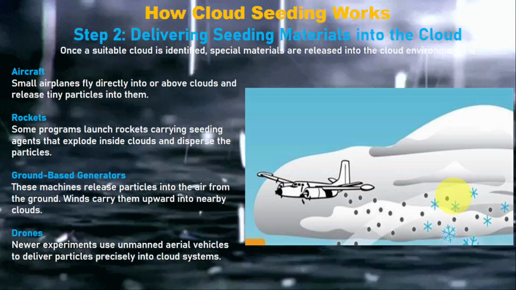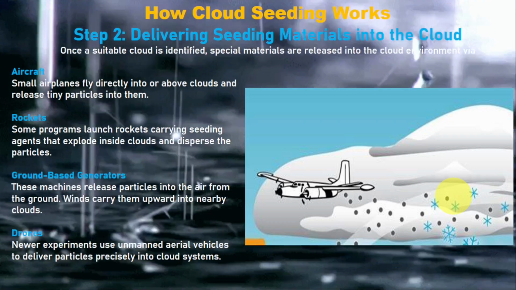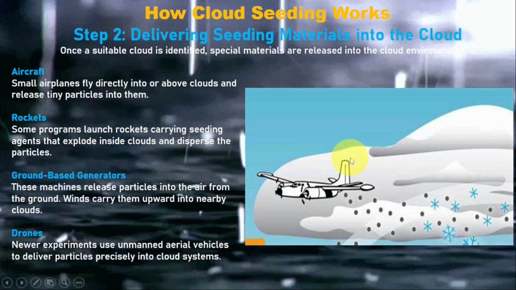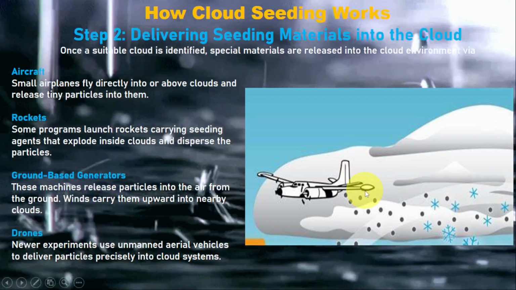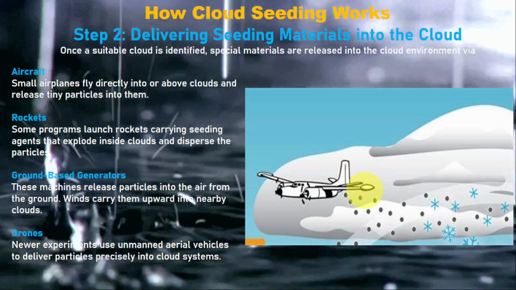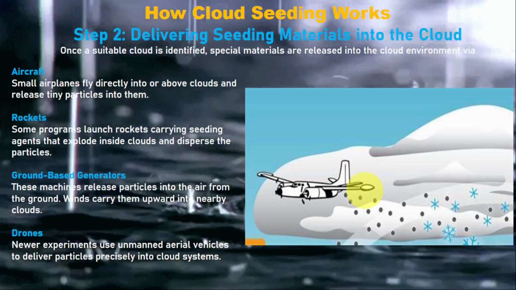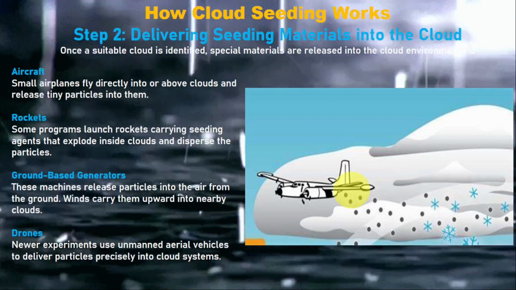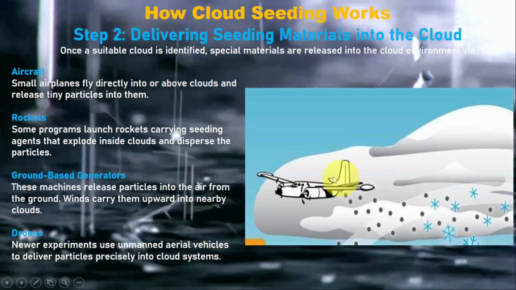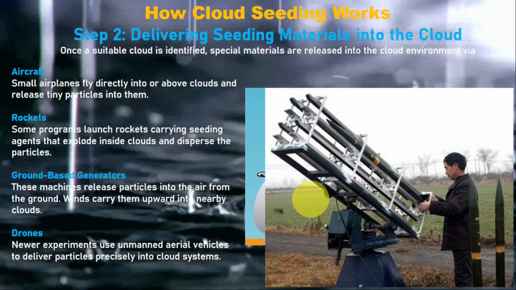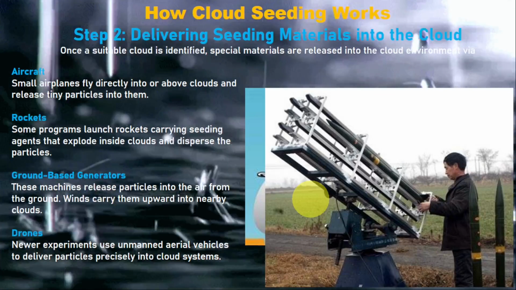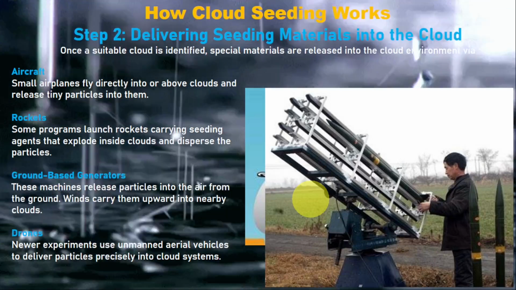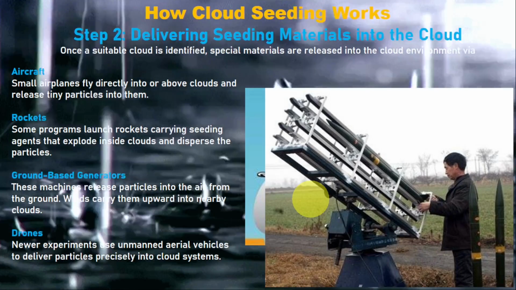So once the suitable cloud is identified, special materials are released into the cloud environment. You can do that using aircraft, small aeroplanes. So you fly them directly into or above the cloud and release those tiny particles into them. You can see it from this picture. You can use rockets. So you shoot rockets into the clouds. As it enters the cloud or approaches it, it explodes and the particles disperse.